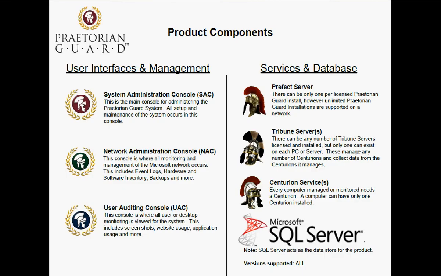Praetorian Guard's product components. There are three basic user interfaces when you install the product. The first is the System Administration Console. This is the main console for administering the Praetorian Guard system. All setup and maintenance of the system occurs in this console. The Network Administration Console. This console is where all monitoring and management of the Microsoft network occurs. This includes event logs, hardware and software inventory, backups, and more. User Auditing Console. This console is where all user or desktop monitoring is viewed for the system. This includes screenshots, website usage, application usage, and more.